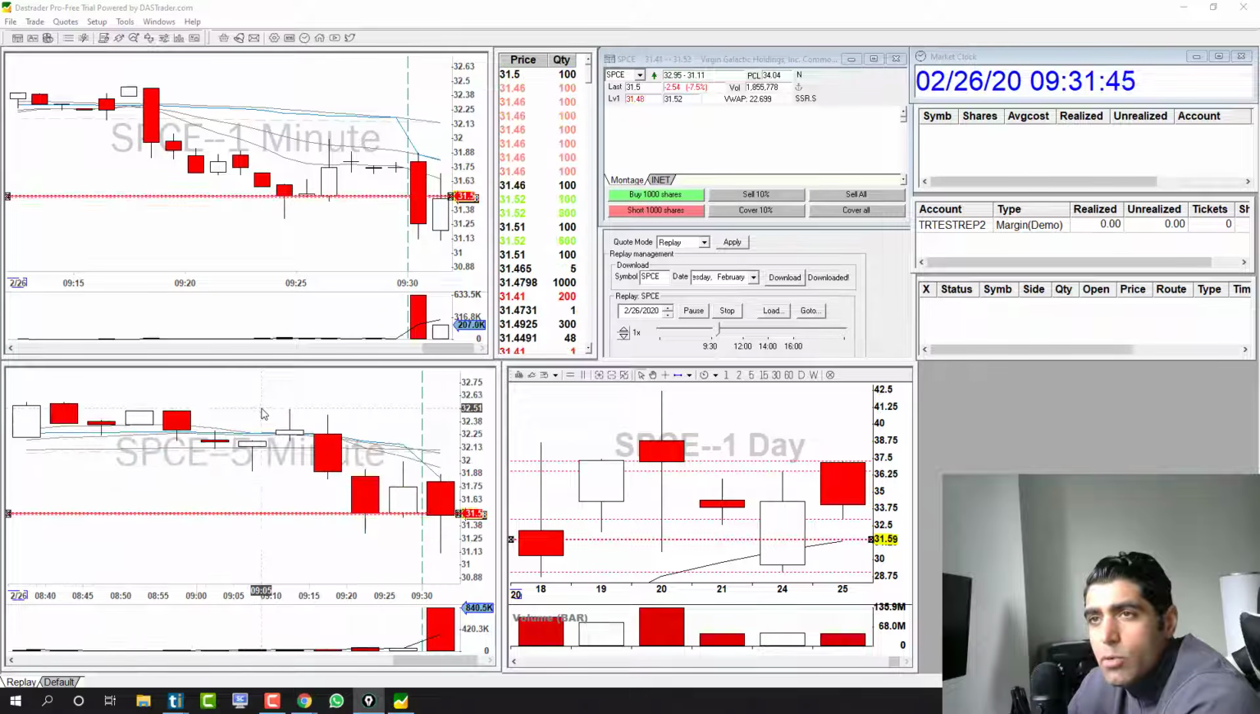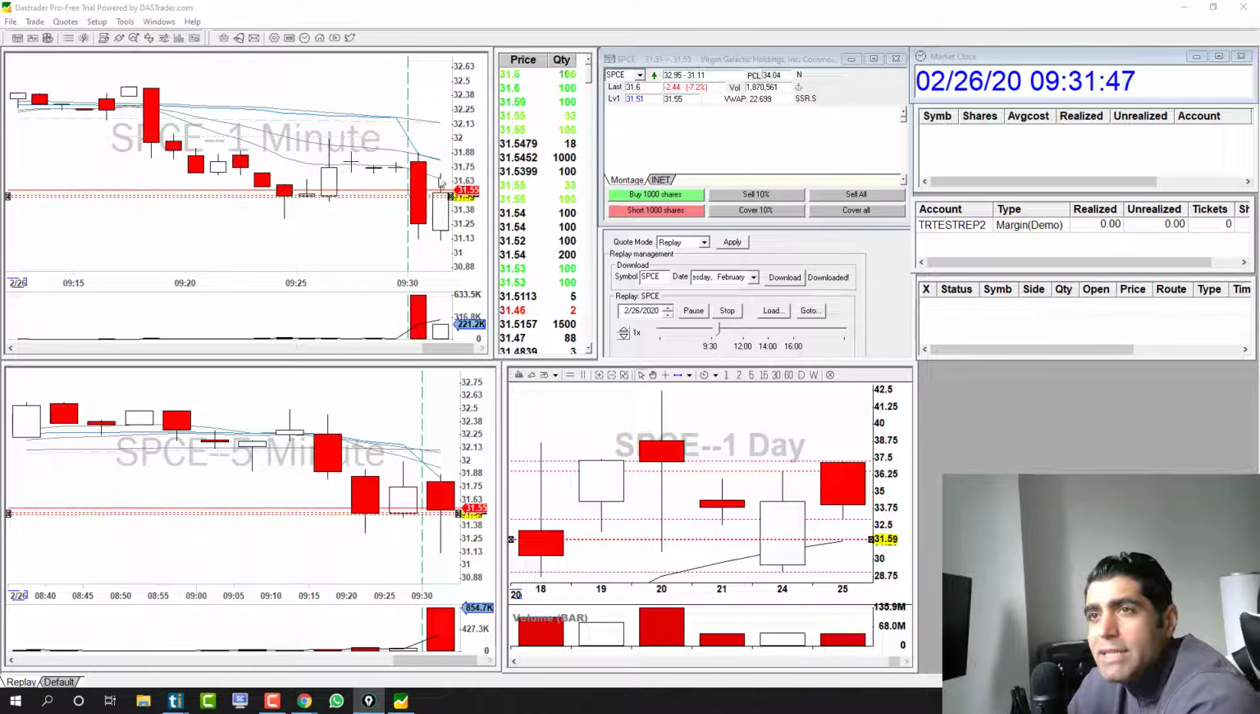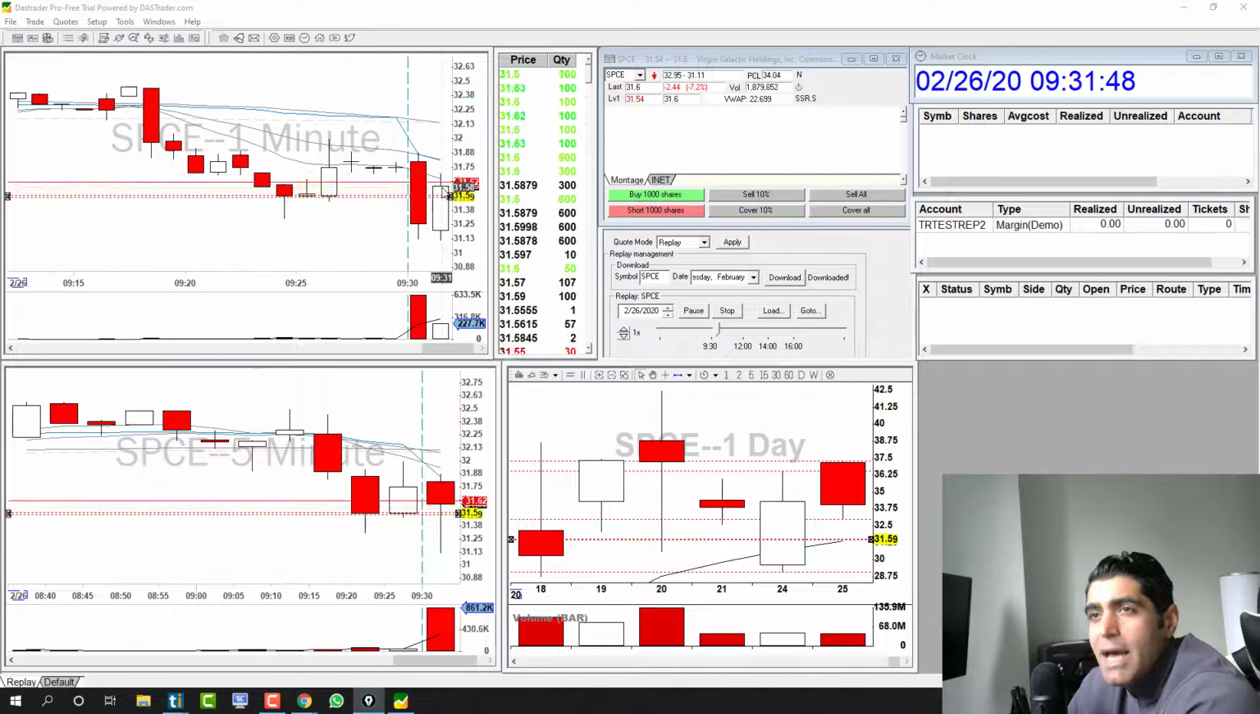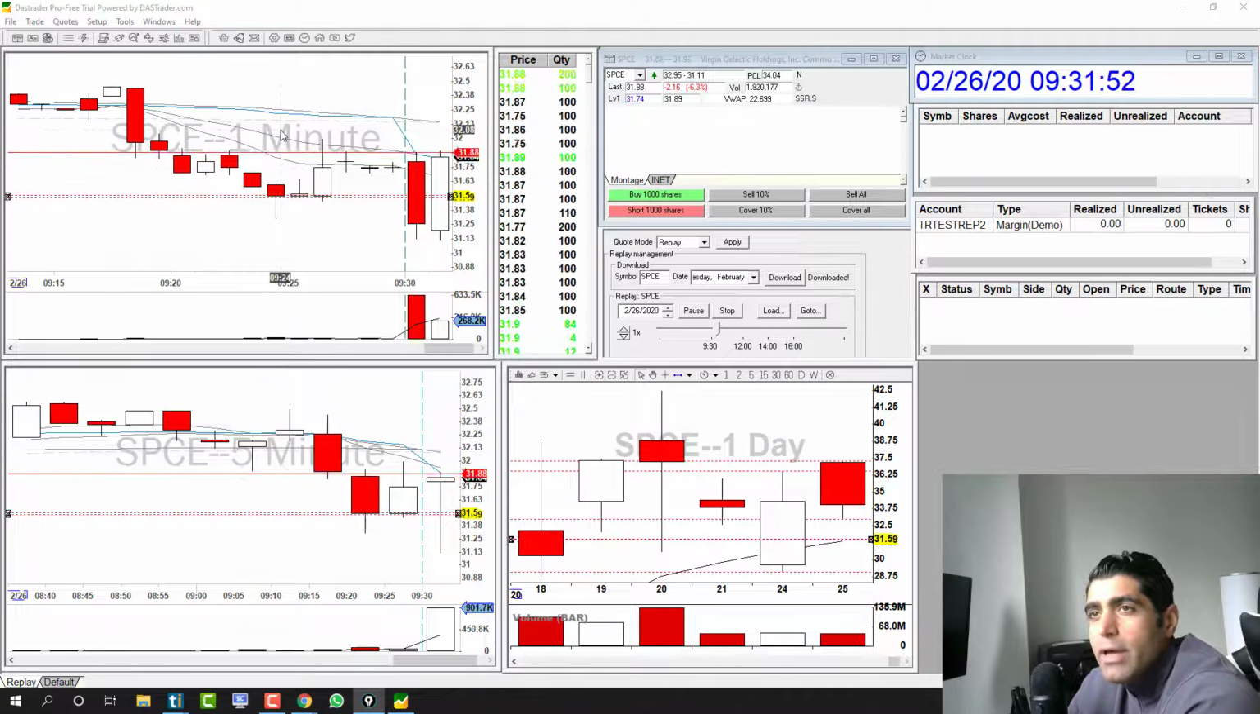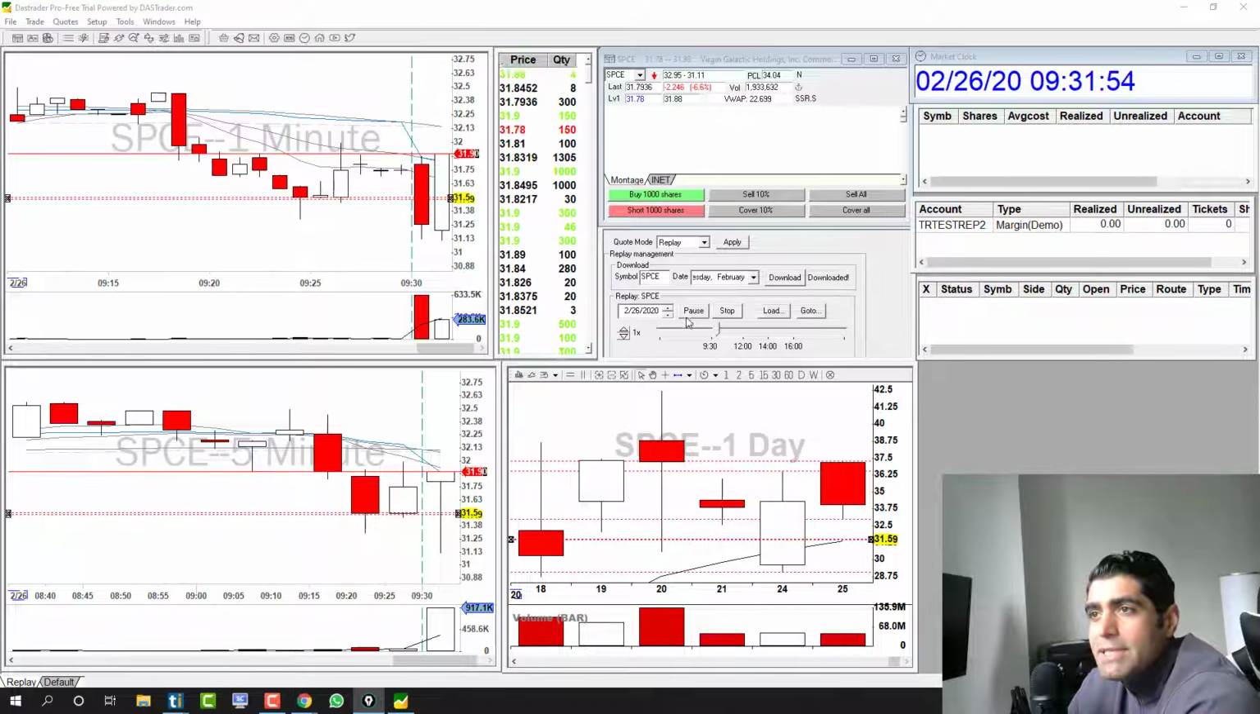So what's going to happen? So we're going to wait. Again, this is another short opportunity here, but I don't want to go short now because it's just coming back up. Oh, there you go. This is in a squeeze. So let me pause that.